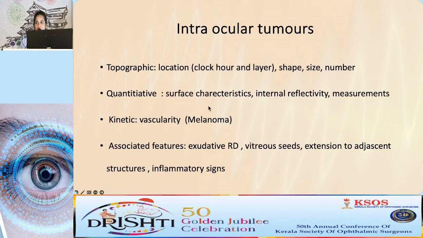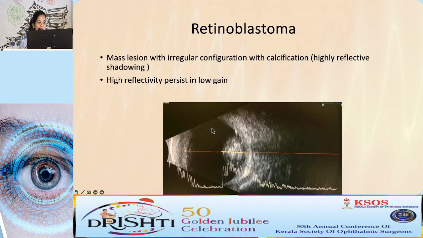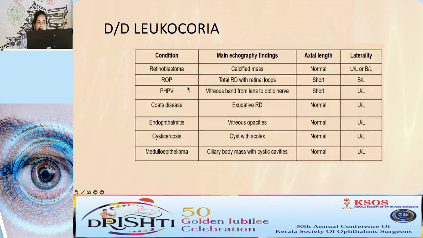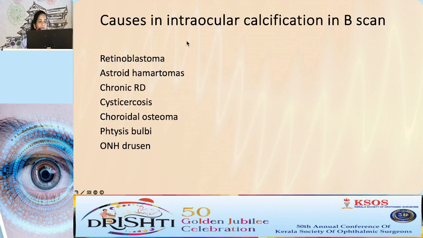Intraocular tumors is again a topic kept in exams. You can see the location, shape, size and number, surface characteristic, internal reflectivity, and associated features are important. Retinoblastoma has an irregular configuration with calcification with high reflective shadows, and the high reflectivity persists even in low gain. So you'll be asked other questions like DDs of leukocoria and what the B-scan findings in them are, and also other causes of intraocular calcification like retinoblastoma, cysticercosis, choroidal osteoma, phthisis bulbi, etc.